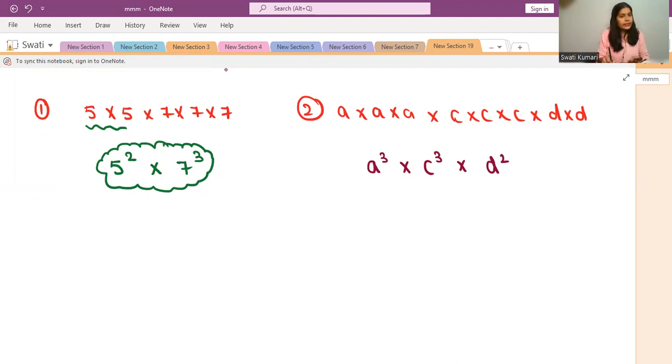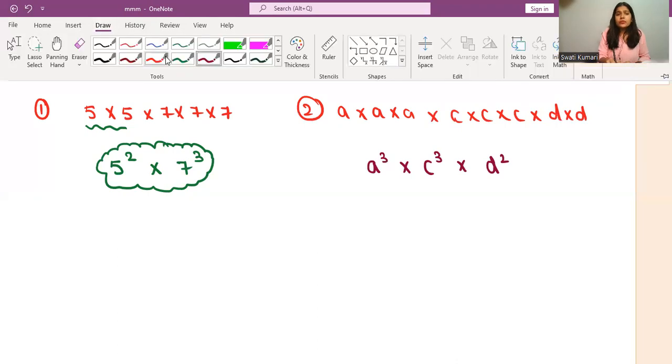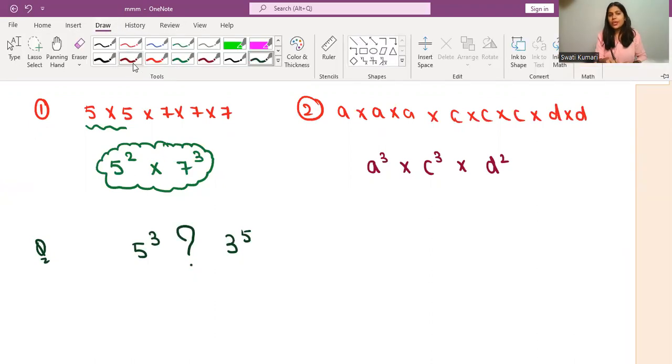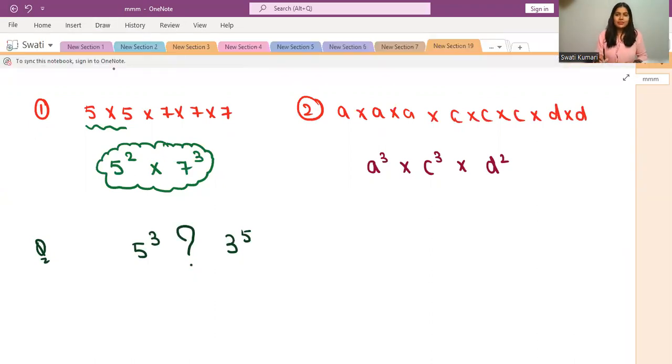Now let's go to the next question, okay? So for this question, I want you to try. Of course, I want you to do this question. And so for that, you have to pause this video and you try to answer. So the question is, you have to identify which is greater, 5 raised to 3 or 3 raised to 5. So this is the question, which one is greater? You have to answer this. I want you to pause it right now and think of the answer.